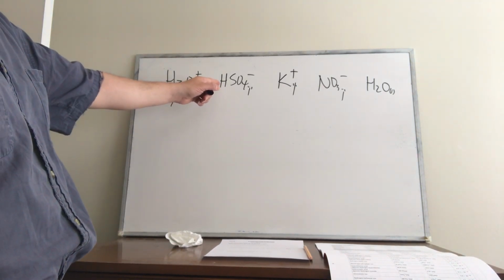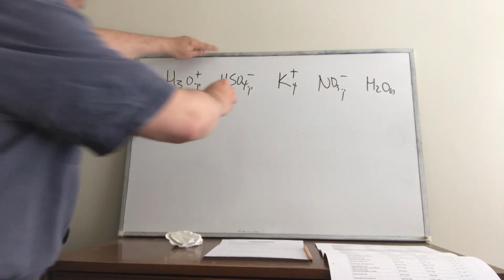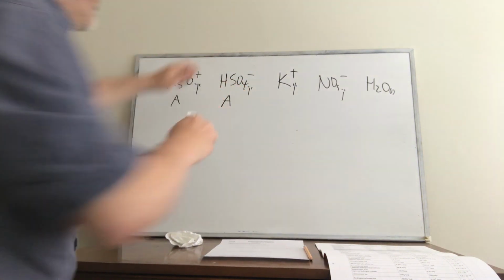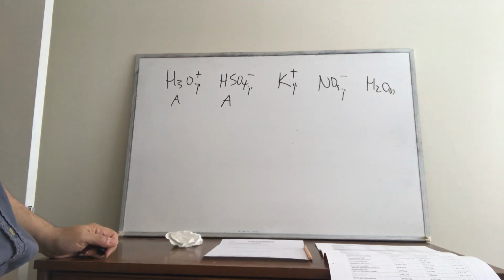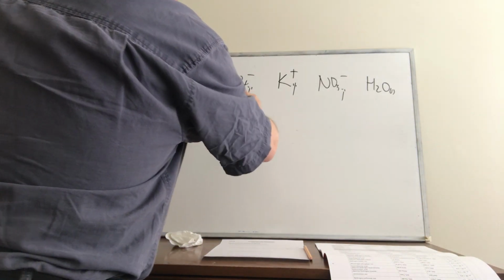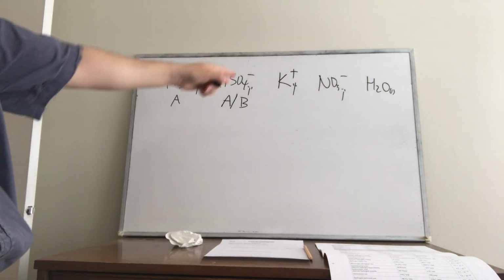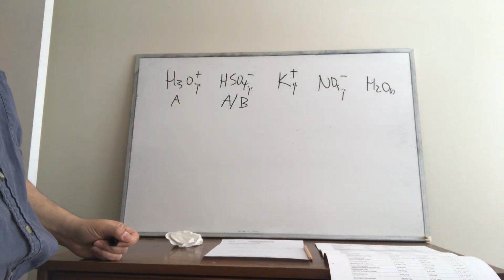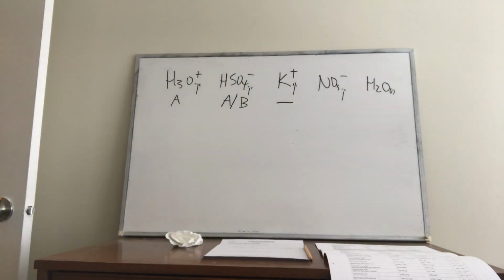HSO4 1-. It's got a proton it could donate, so we put an A for acid. Can it accept a proton? It's negative, so it can. So it can be both an acid and a base. Potassium does not have a proton to donate, and it cannot accept because it's positive. It's not negative, so it's neither.